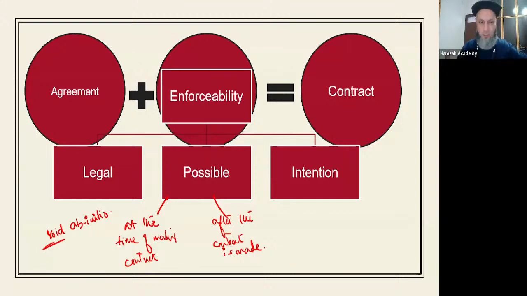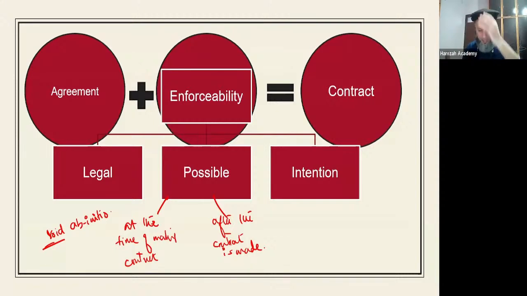Now, I'm going to give you an example. For example, I have a piece of land which is barren. No crops can be cultivated on that. And I agree with somebody that I will grow crops on it and I'll sell those crops to you. Now, this is impossible because the area is barren. So this contract will be void ab initio, from the very beginning.